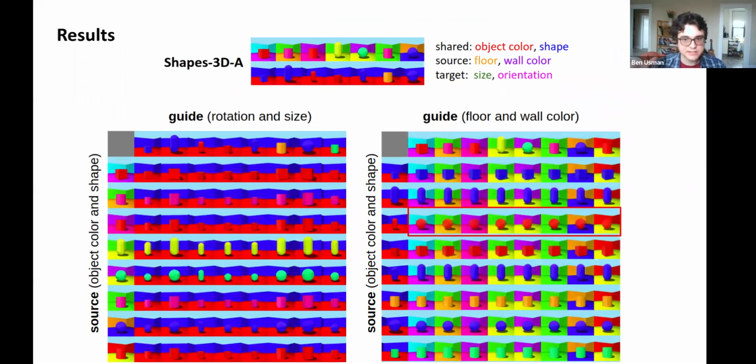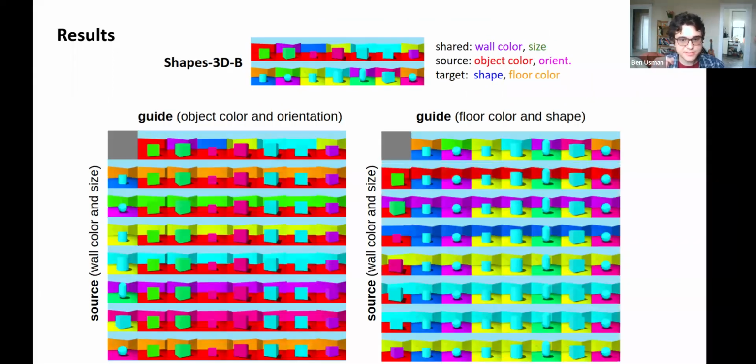In a few rare cases, it confused some shapes, but otherwise correctly preserved both the shared attributes, the object color and the shape, and applied correct orientation and size on the left and correct floor and wall color on the right, because those are specific factors of variability of those domains. On this other split, it did everything almost perfectly, but if you look closely, it incorrectly treats size as guide, even though it should be preserved since it's varied in both datasets.